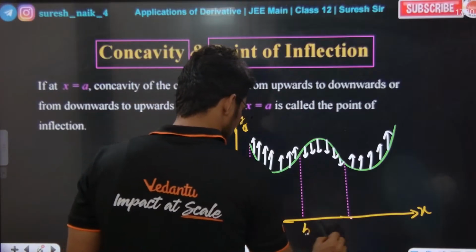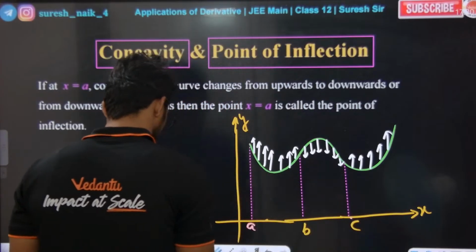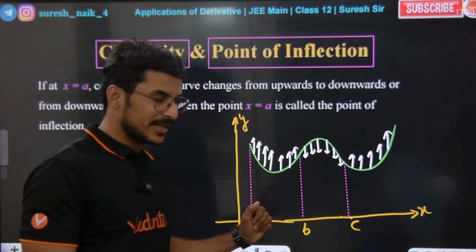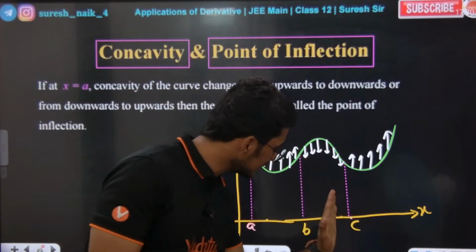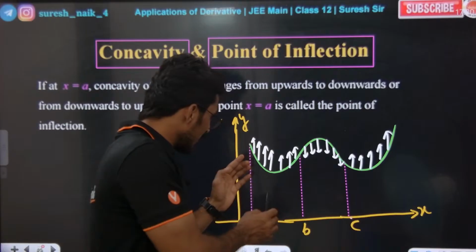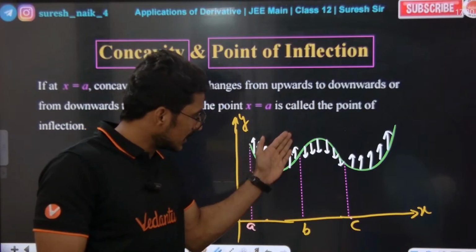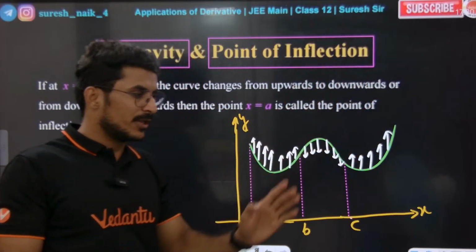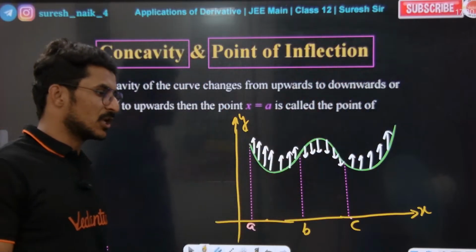Any graph. This is B, this is C. Let's say this point. Now tell me here, everybody listen. How is the graph from A to B, how is the graph from B to C, and how is the graph after C? After A the graph goes upward, then it started coming down, again started coming up. Yes or no? Point of inflection, or no maxima, no minima?